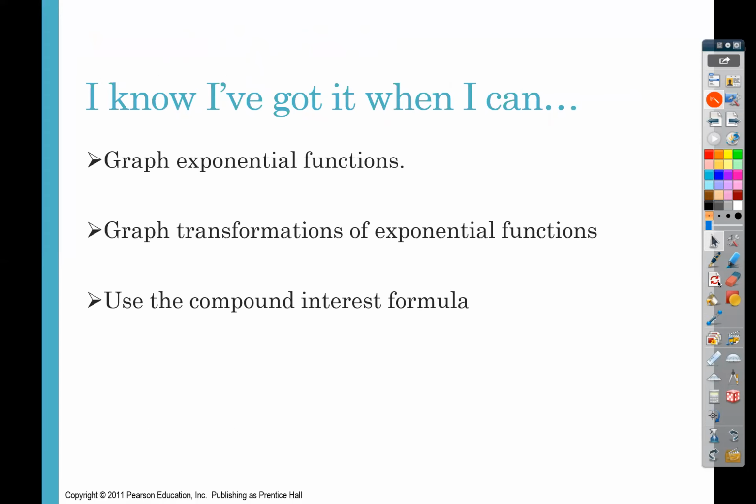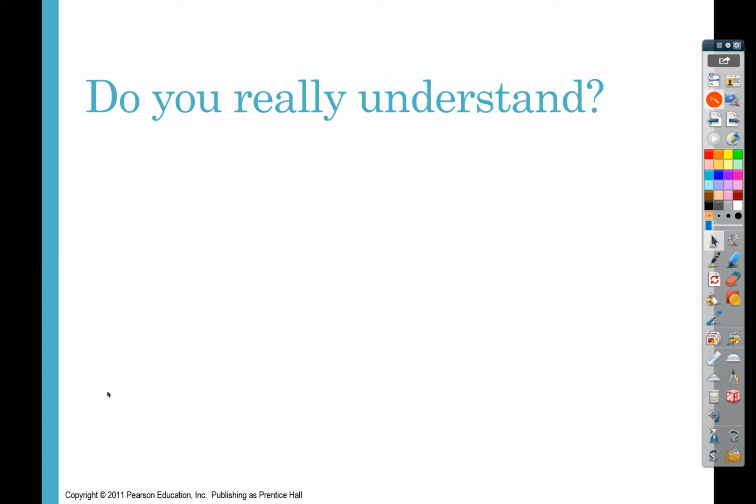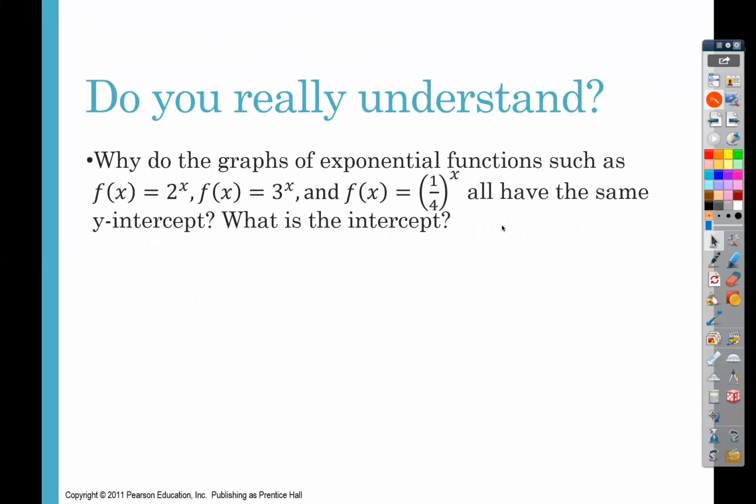So I know I've got it when I can graph exponential functions, graph the transformations of exponential functions, and use the compound interest formula. Do you really understand? Why do the graphs of exponential functions such as f of x equals 2 to the x, f of x equals 3 to the x, and f of x equals 1/4 to the x all have the same y-intercept? And what is that y-intercept? The intercept is 1 because when x equals 0, y equals 1 in all of the functions, because anything raised to the 0 power equals 1.